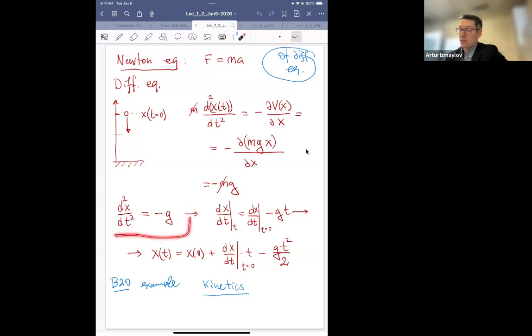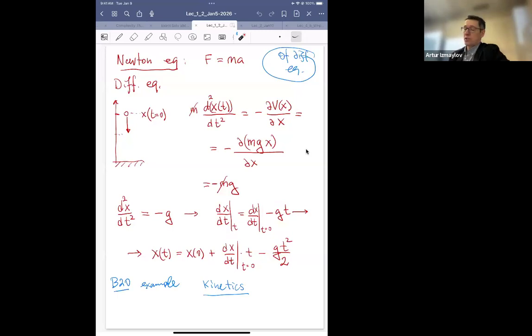So we start solving this differential equation by integrating over time. We first integrate once, and we get the velocity at time t equals the velocity at time 0 minus gt, because if we integrate here, we get the extra time. So this integration step, is it clear, or do I need to go more into the details? Is everybody familiar with integration at this level?